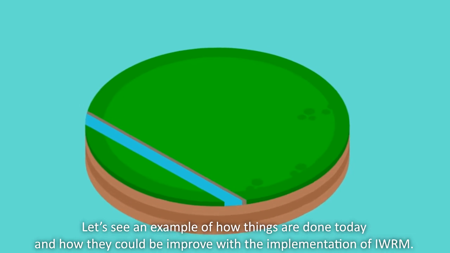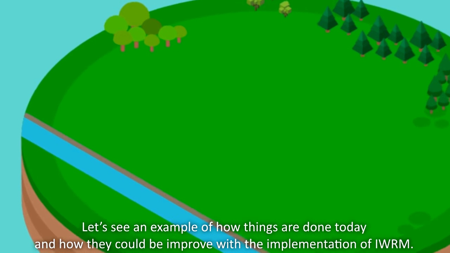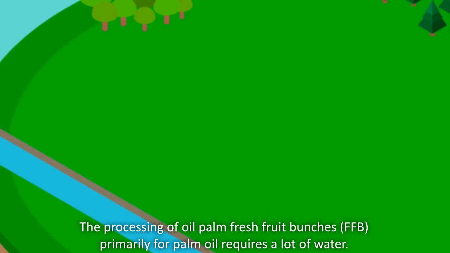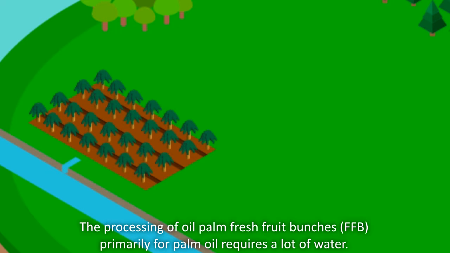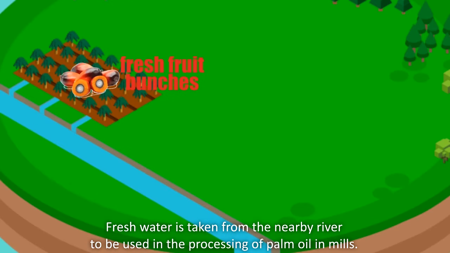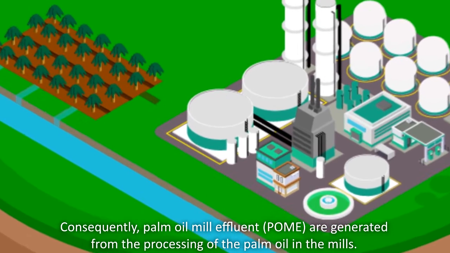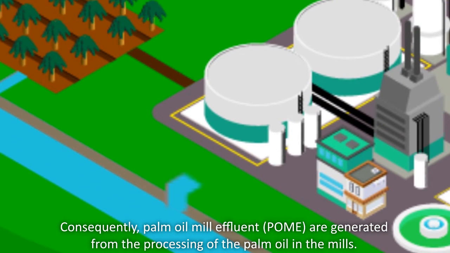Let's see an example of how things are done today and how they could be improved with the implementation of IWRM. The processing of oil palm fresh fruit bunches (FFB), primarily for palm oil, requires a lot of water. Fresh water is taken from the nearby river to be used in the processing of palm oil in mills. Consequently, palm oil mill effluent (POME) is generated from the processing of the palm oil in the mills.